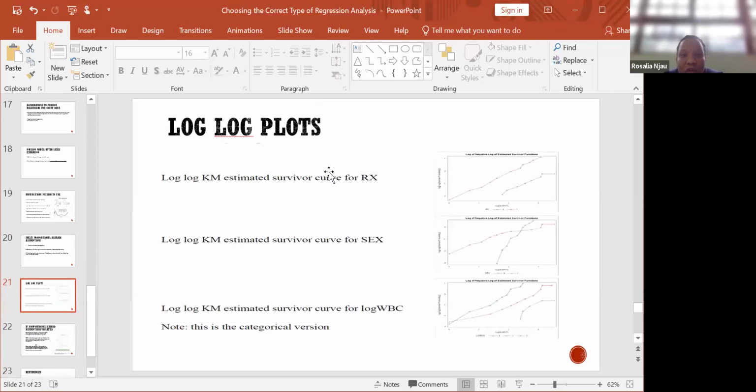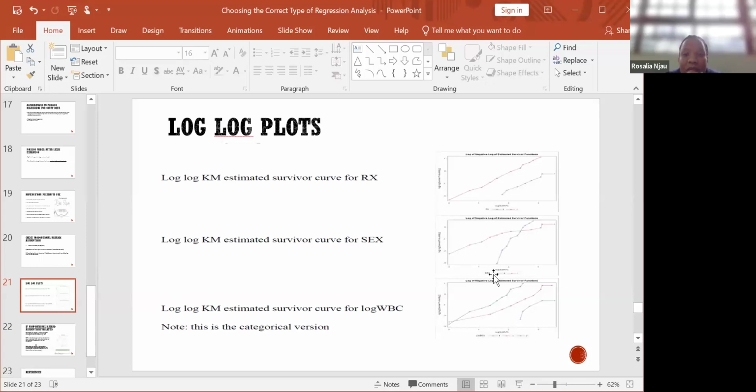So we see here the log-log plots. The first diagram shows the assumption is met. These two lines are really parallel. They're not intersecting in any way. And this second diagram shows an intersection. So if this happens, then the assumption is violated.